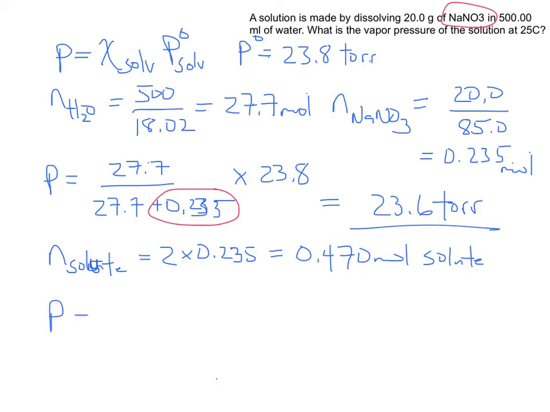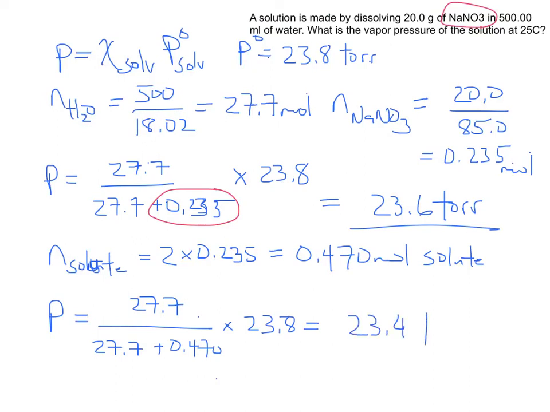So my correct vapor pressure for my solution will be the 27.7 moles of water divided by the 27.7 moles of water plus the correct moles of solute, 0.47, multiplied by my vapor pressure of pure water, and that's going to come out to be 23.4 torr.